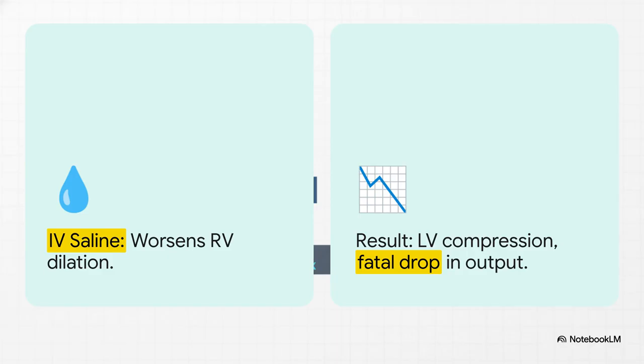Let's systematically break this down, starting with choice E, aggressive normal saline. This is a highly lethal trap. In a massive PE, that right ventricle is already completely failing against a fixed obstruction. It's massively overdistended. Pumping more fluid volume into that dilated RV will severely worsen the septal bowing. That physically compresses and further collapses the left ventricle, which catastrophically worsens the fatal drop in cardiac output. Aggressive saline will literally kill this patient.